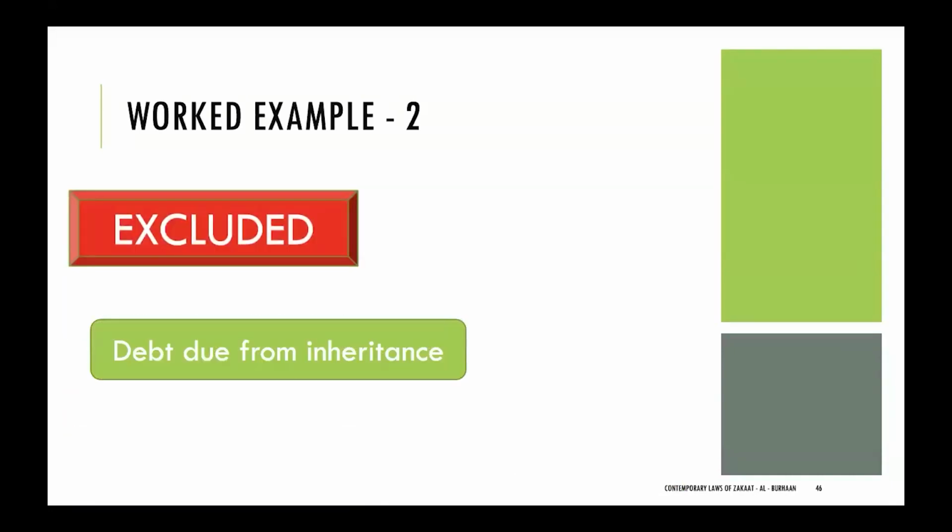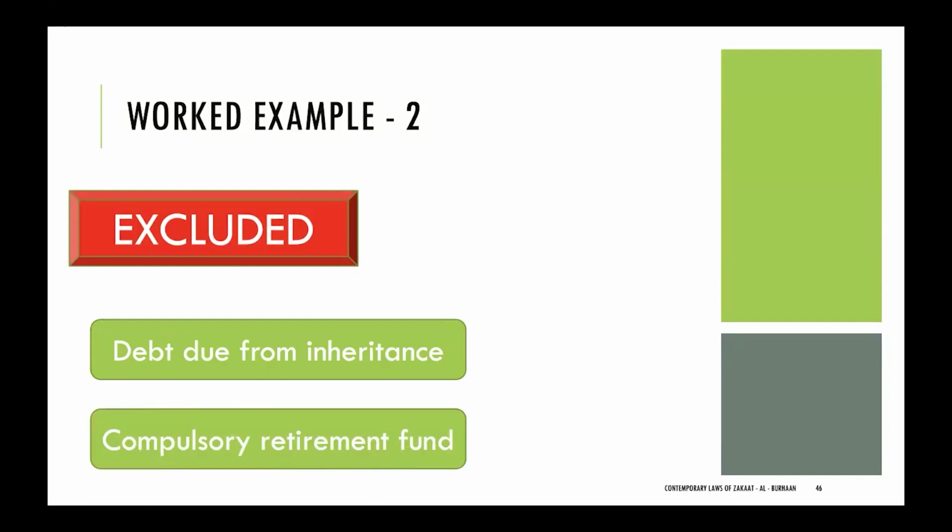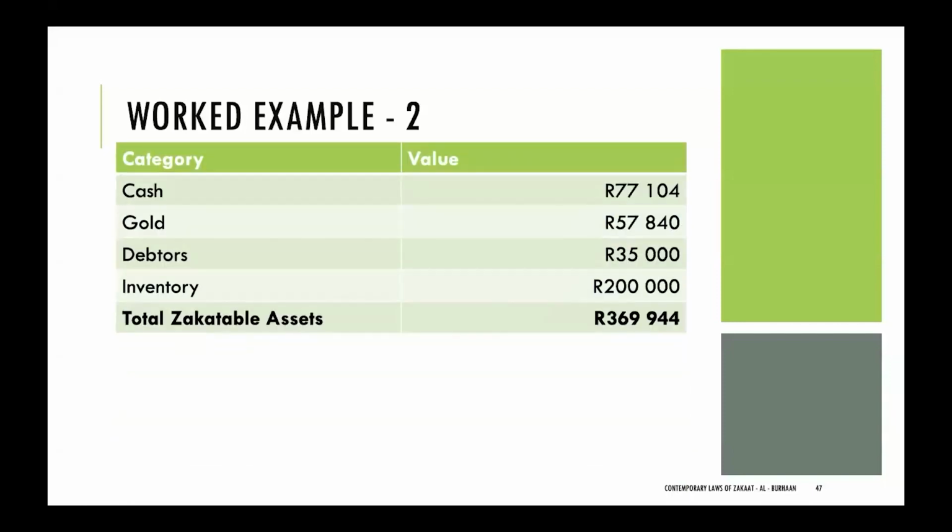What would be excluded in terms of assets? He's got a debt that is due from his inheritance from his mother's estate. Remember, when we looked at the different categories of debtors, any debt that is due from the mahar, from inheritance, will not be zakatable. And he's also part of a compulsory retirement fund. Because it's compulsory, it's deducted at source, the amount is not zakatable. So none of that would be included.